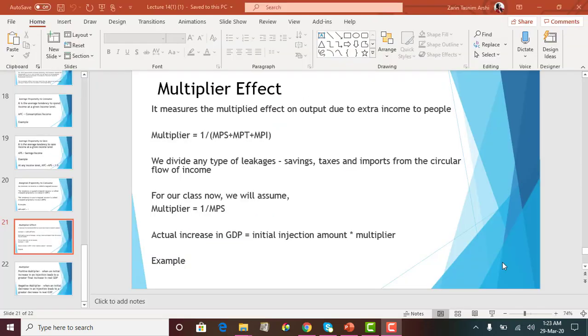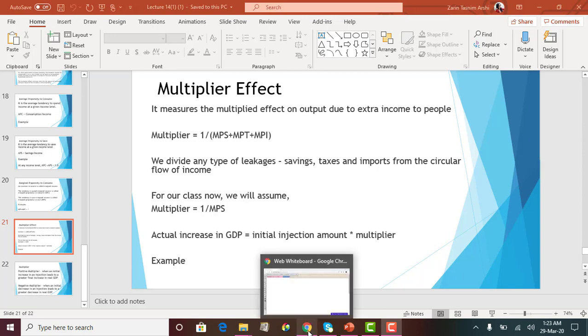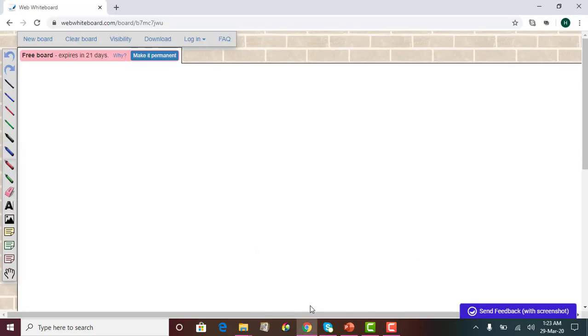Okay, so now we will see how we can calculate the multiplied impact when the economy is going through a recession and government decides to inject money, or government decides to invest into the economy, how it will have a multiplied impact, or how the total GDP will go up. So basically there are three steps to calculate that. Okay, so step one, let me show you here.